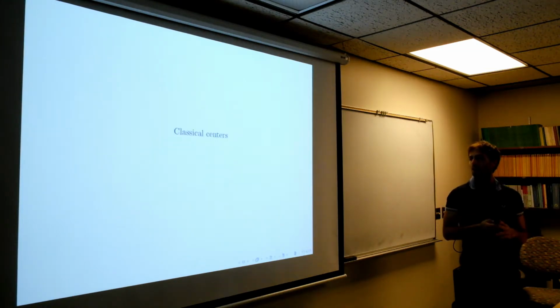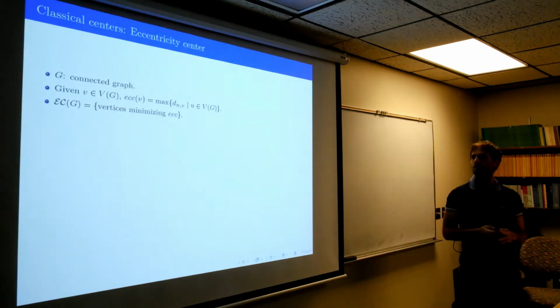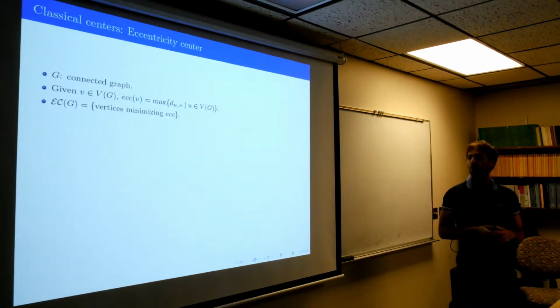One of the classical ways in which the center can be defined is by using the eccentricity of the vertices. Let's say that G is a connected graph. Given each vertex, we can define its eccentricity as the maximum distance of other vertices from it. And then we can define the eccentricity center, EC, of the graph as the set of vertices minimizing this maximum distance. So it's a kind of minimum of the maximum in some way.